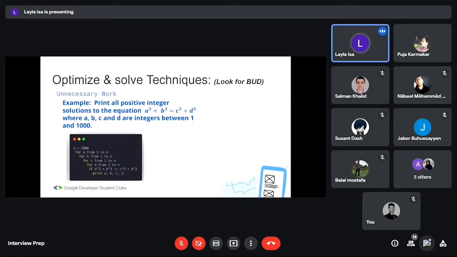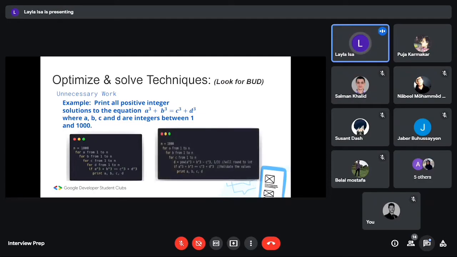n equals 1000. For a from 1 to n, also b from 1 to n, c from 1 to n, and d from 1 to n. If a cube plus b cube equals c cube plus d cube, print. And you can see these are for loops.